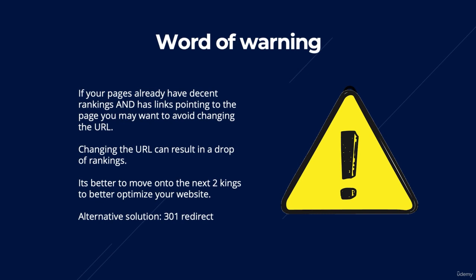If you insist and you still want to change the URL to include the keywords, then what I recommend is you set up a 301 redirect. A 301 redirect is essentially when you redirect one page to another page. Meaning if you had a link to that old page, then it'd be automatically redirected to the new URL. I'll show you how to set up a 301 redirect later on in the course in the technical SEO section.